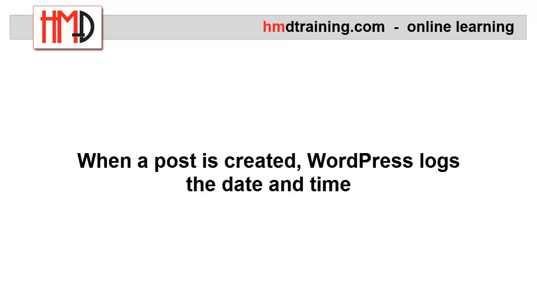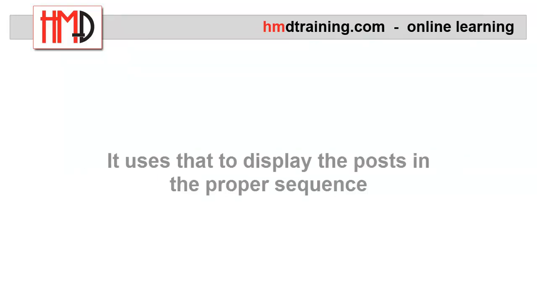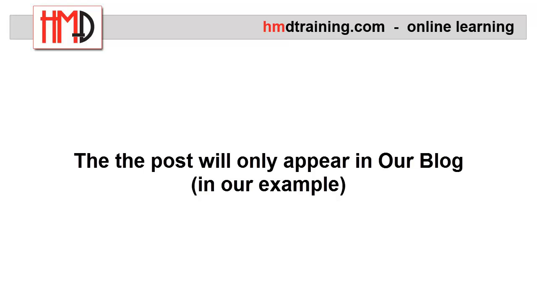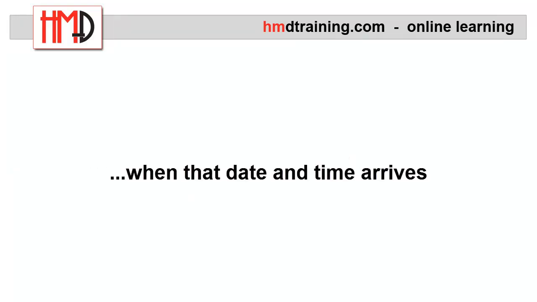When a post is created, WordPress logs the date and time. It uses that to display the post in the proper sequence. However, you could put a date in the future as the published date, and then the post will only show up in our blog, in our case, when that date and time arrives.